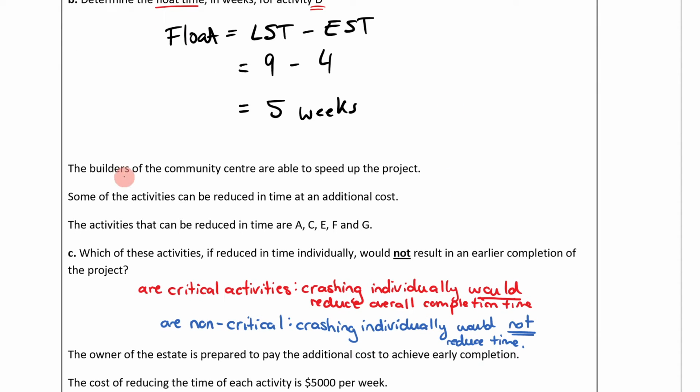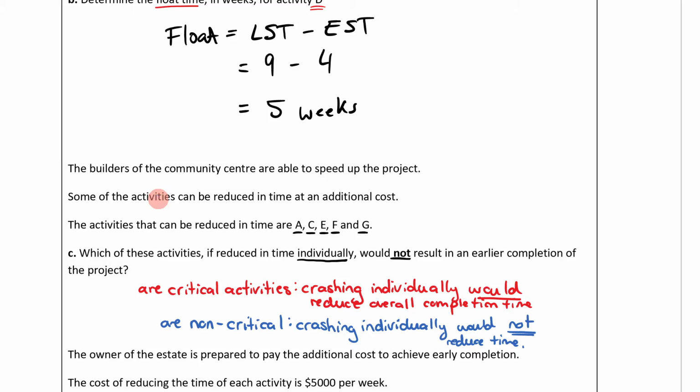We then read, the builders of the community centre are able to speed up the project. Some of the activities can be reduced in time at an additional cost. The activities that can be reduced in time are A, C, E, F, and G. Which of these activities, if reduced in time individually, would not result in an earlier completion time for the project?